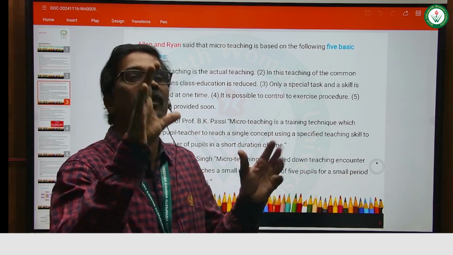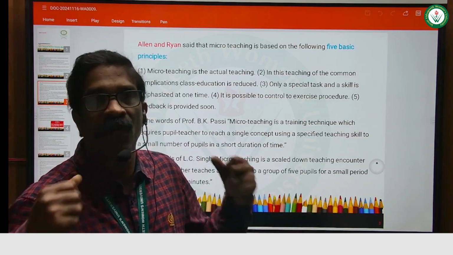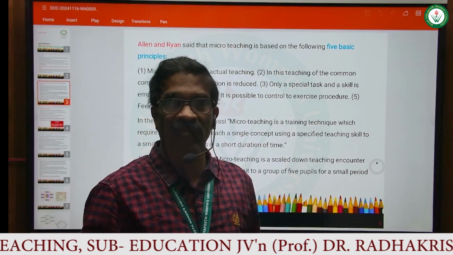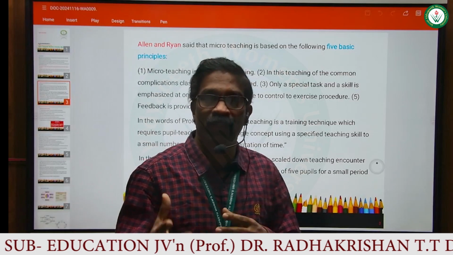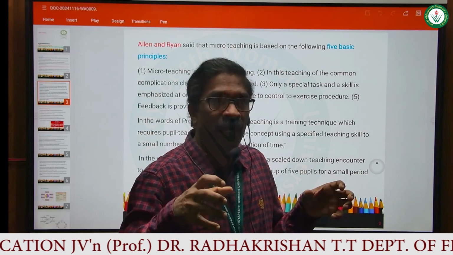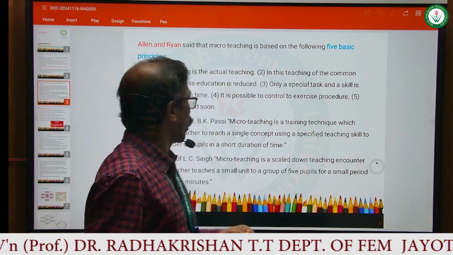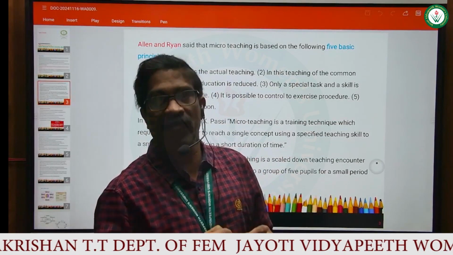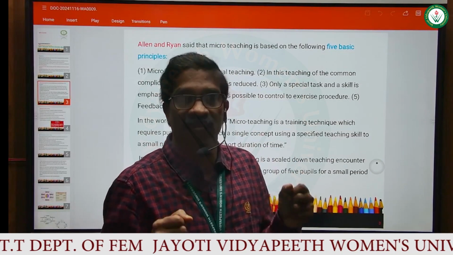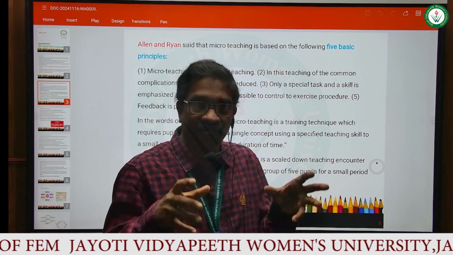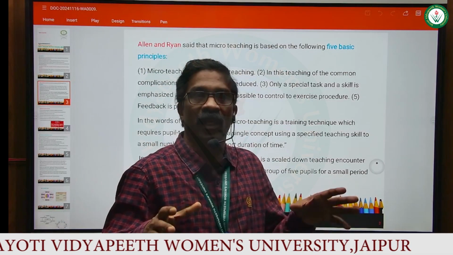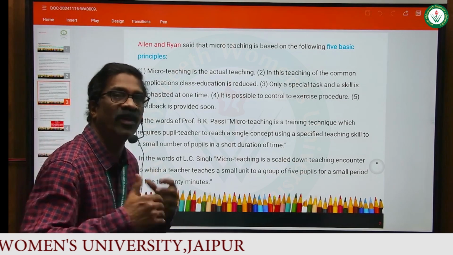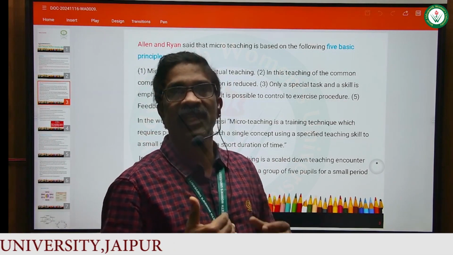We will be focusing on one particular task. It may be the skill of introducing the lesson, the skill of asking questions, the skill of explaining the topic, using stimulus variation, summarizing the lesson, or getting better feedback from the students. In order to improve the special talents of prospective teachers, it is possible to control the exercise procedure, and it also gives good feedback for the teachers. When we practice this micro teaching session, it gives correct feedback and correct analysis of the output: what the competency is and how much we can improve ourselves as prospective teachers. That is why it gives more emphasis to the professional competency and skill of prospective teachers.